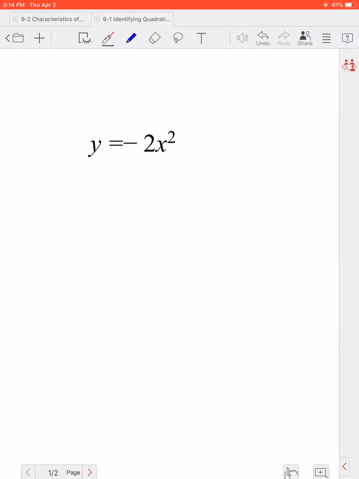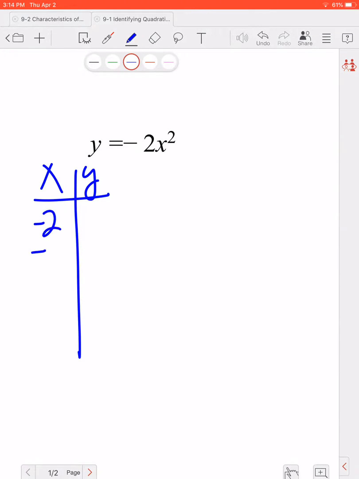So we have y equals -2x squared. Okay, so we want to make sure when we're doing our t-chart that we include that negative there. So again, I'm still going to go with the -2, -1, 0, 1, and 2. That just gives you a wide range of what's going on, okay? And sometimes you might have to add more points, but for today that should be plenty for you.